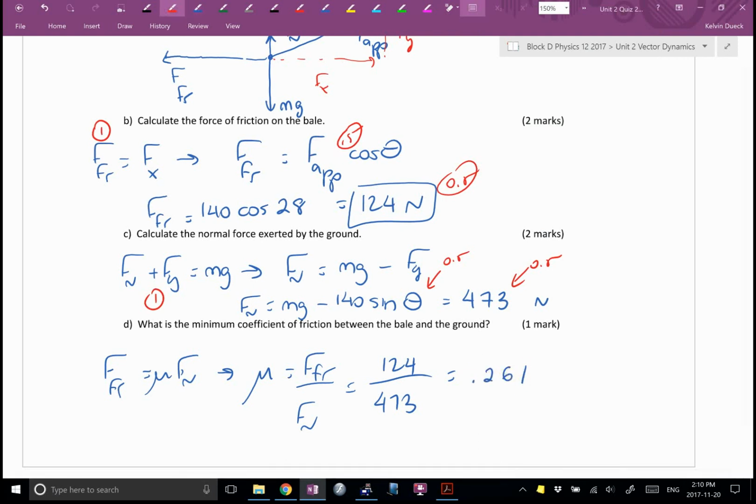For you to get 1 mark, I would probably give you a half mark if I saw that you realize that mu is equal to friction divided by normal force. Now, if you got any of these ones wrong, but you did your answer from B divided by your answer from C, I would give you the full mark here because you did it correctly just with the wrong data points. But your method was fine.